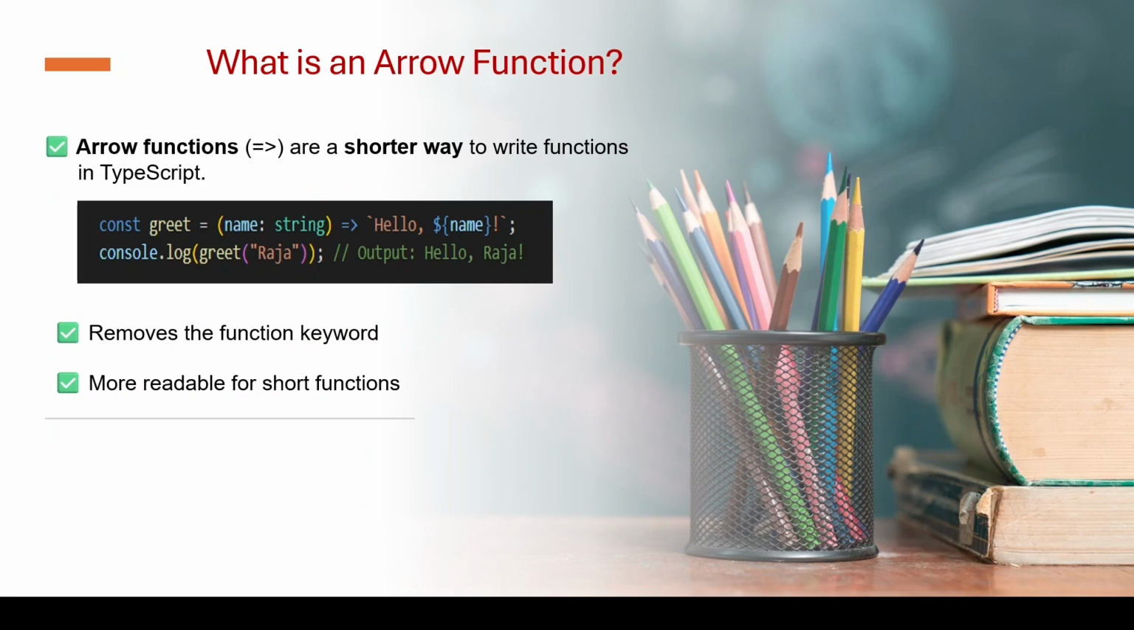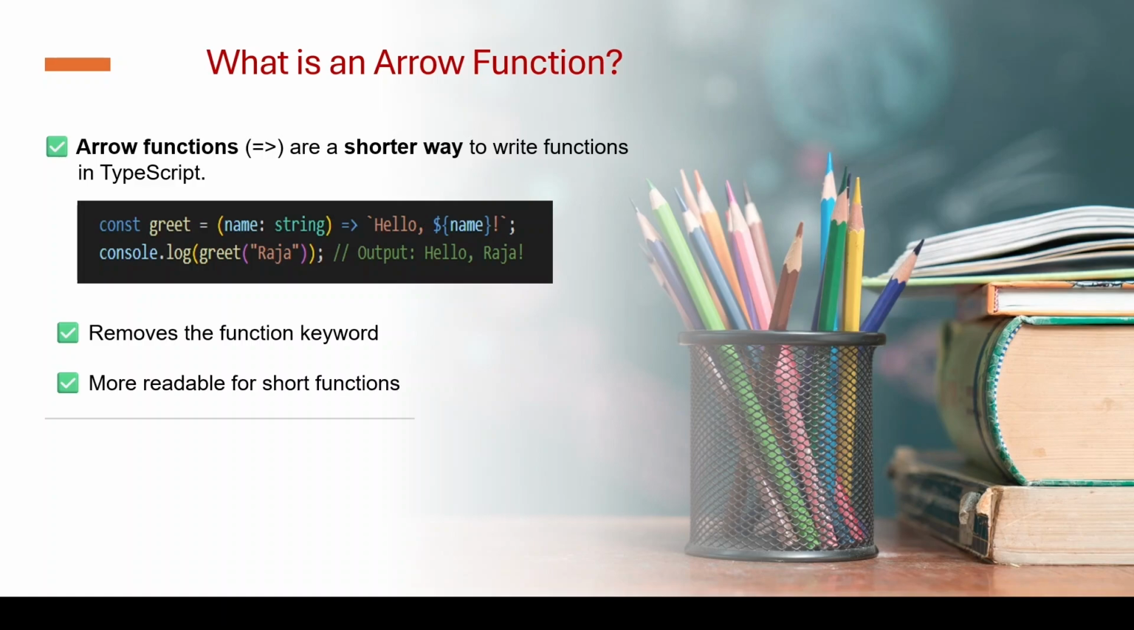So simply saying, arrow functions are shorter way to write functions in TypeScript. So we don't need to write function name and provide the body and do the operation inside that. Instead of that, whenever our functions are smaller, we can go for shorter way of that function using the arrow functions by using equals and greater than symbol. You can observe we are not using function keyword here and it is more readable.